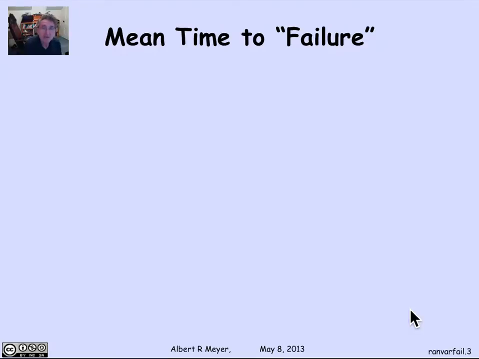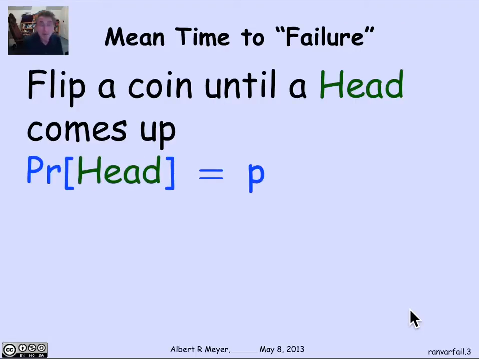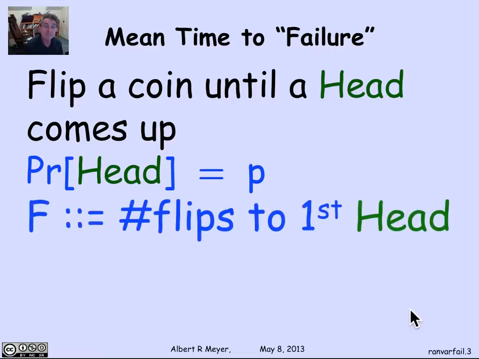The mean time to failure problem we can formalize in terms of flipping coins. So we're going to flip a coin until a head comes up, and we're going to think of a head as being a failure and a tail as a success. So let's assume the probability of getting a head, the probability of failure, is p. Again, this is not a fair coin. It's a coin that may be biased in either direction.